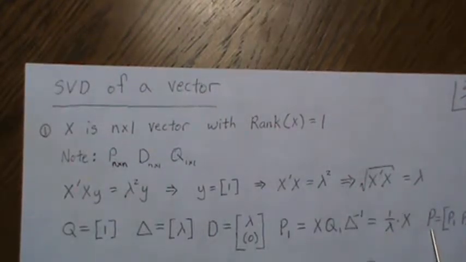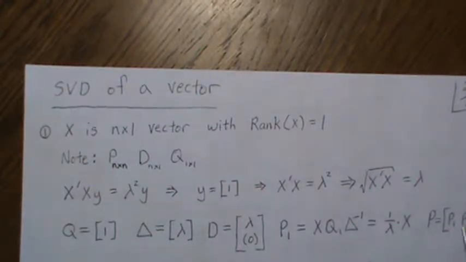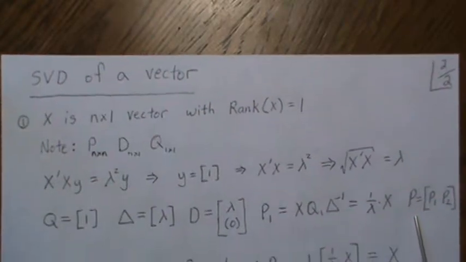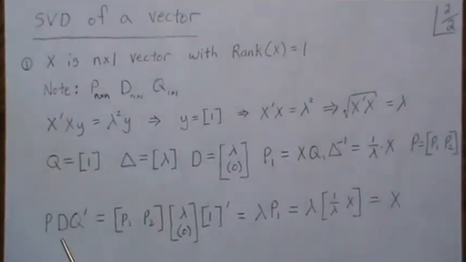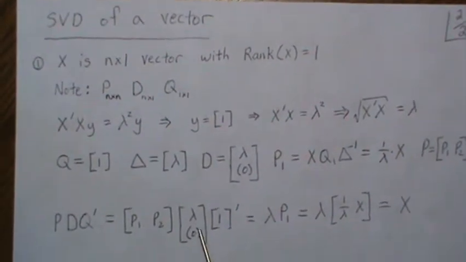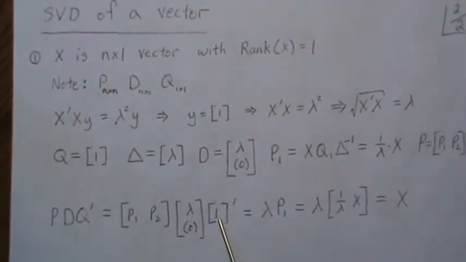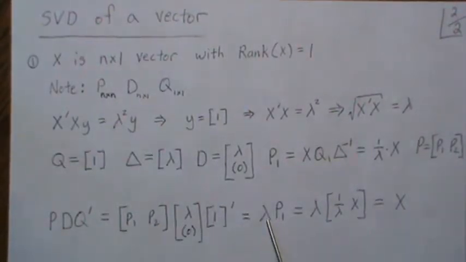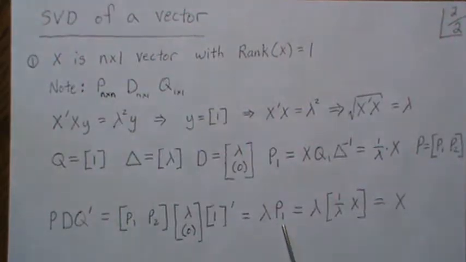But then to make it P, you put P1 here, and then you fill in all these columns to make this whole matrix orthonormal. Then we get this, PDQ prime. So P is this, D is this, Q is just 1. And then, of course, since it's 1, you can kind of get rid of it, and then you multiply this up, and you get lambda P1. But P1 was this, so you plug it in, lambdas cancel, and you get X. And that should be our original X, right? That's what we were decomposing.